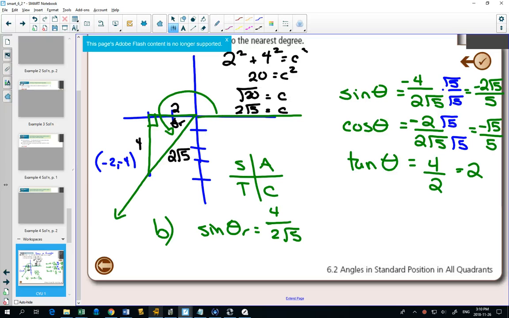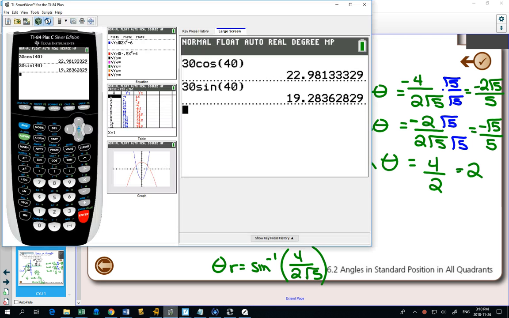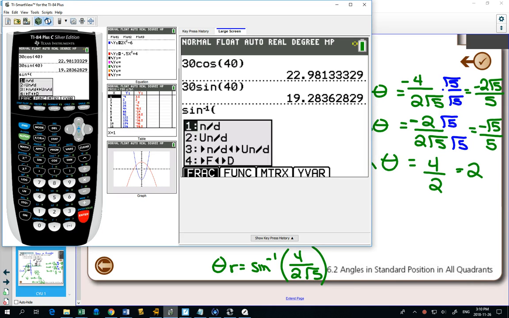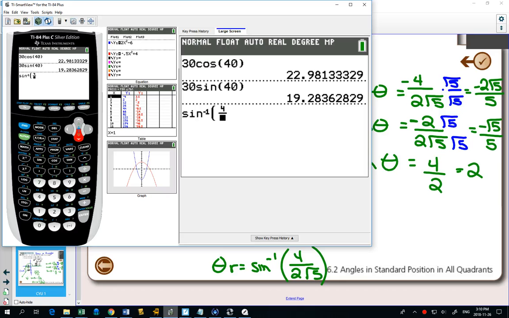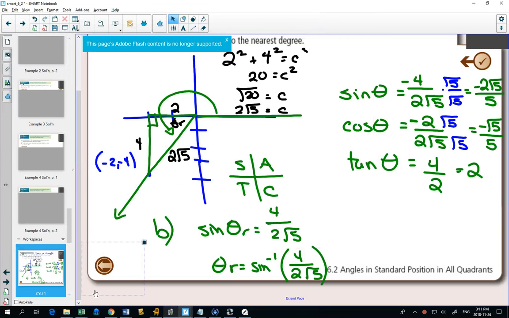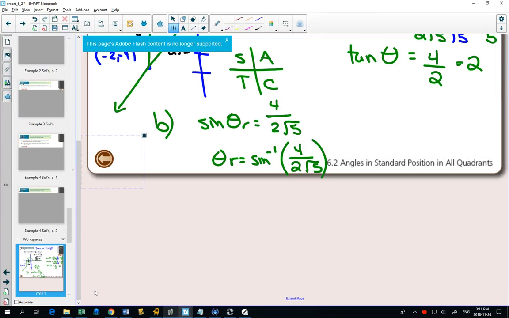So we go to our calculator. How would I find my reference angle? I would type in sine inverse of this. Tan would have been nicer because the numbers are nicer, but that's okay. So we go sine inverse 4 over 2√5. And we find out that our reference angle is 63.4 degrees. Did it ask to the nearest degree? Our reference angle to the nearest degree is 63 degrees.